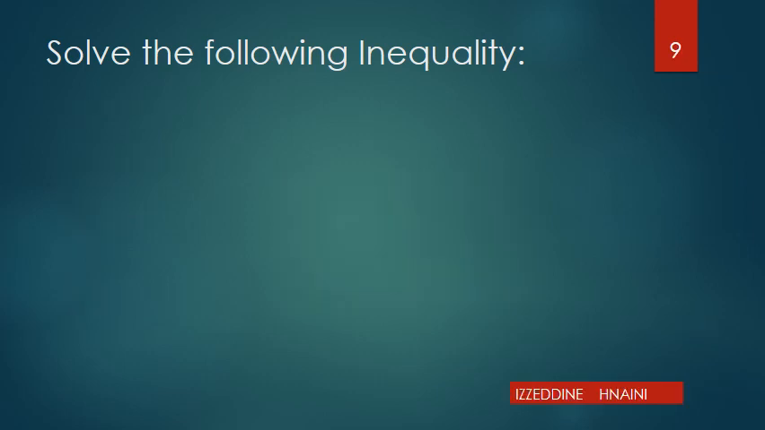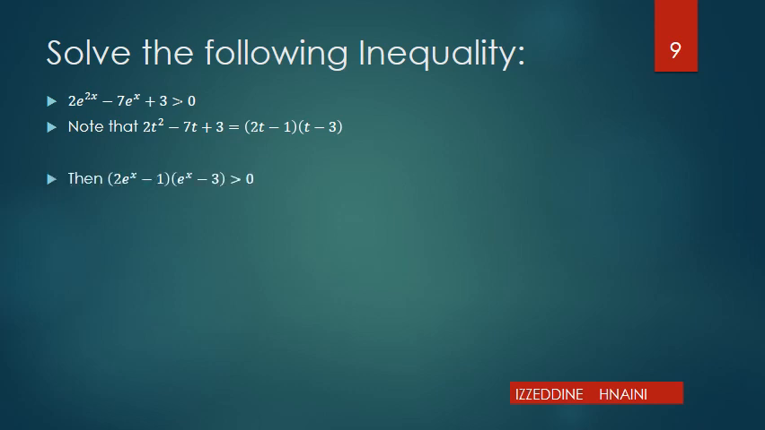Last example, 2e^(2x) minus 7eˣ plus 3 greater than 0. 2e^(2x) minus 7eˣ plus 3 has the form of 2t squared minus 7t plus 3, which is a quadratic function that can be factorized into 2t minus 1 times t minus 3. Then we get 2eˣ minus 1 times eˣ minus 3 is greater than 0.